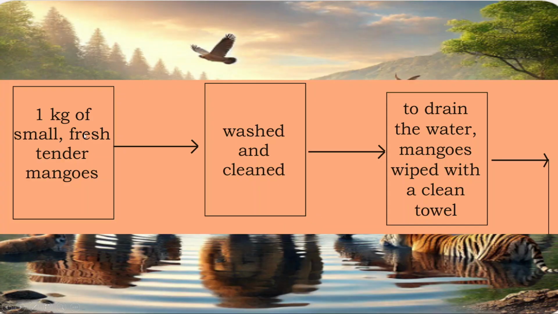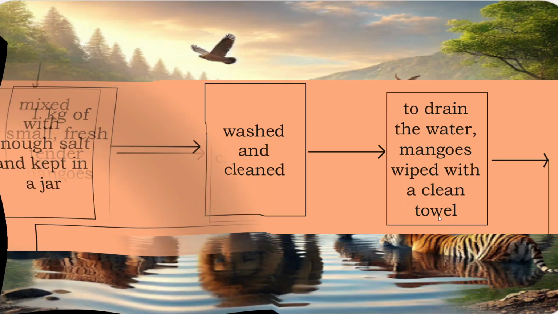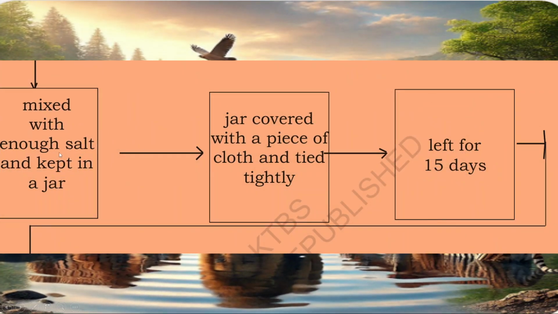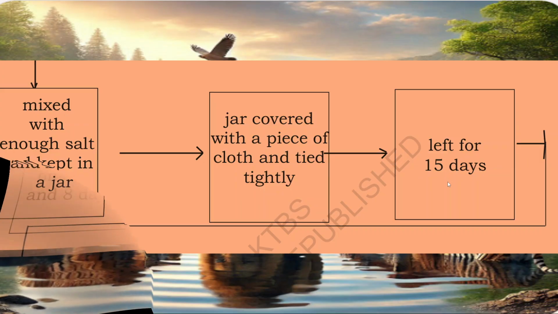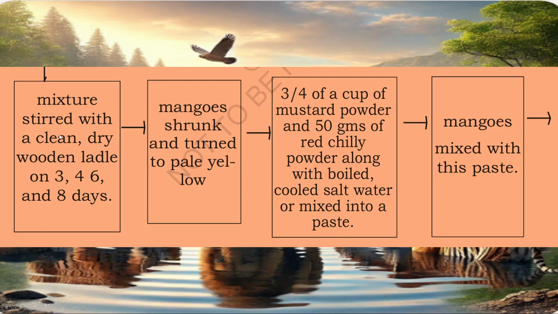This is the chart. First, take 1 kg of small, fresh, tender mangoes, washed and cleaned. To drain the water, mangoes wiped with a clean towel, mixed with enough salt and kept in a jar. Jar covered with a piece of cloth and tied tightly. Left for 15 days. The mixture stirred with a clean, dry wooden ladle on 3, 4, 6, and 8 days. Mangoes shrunk and turned to pale yellow.